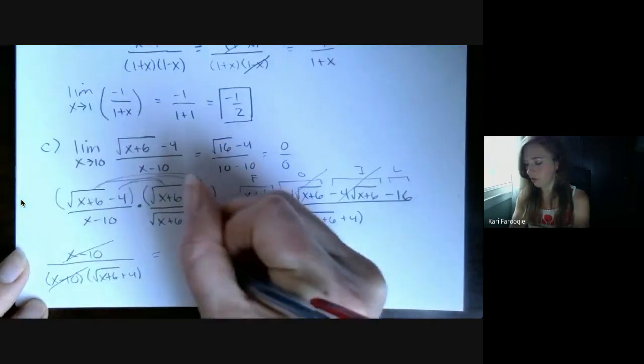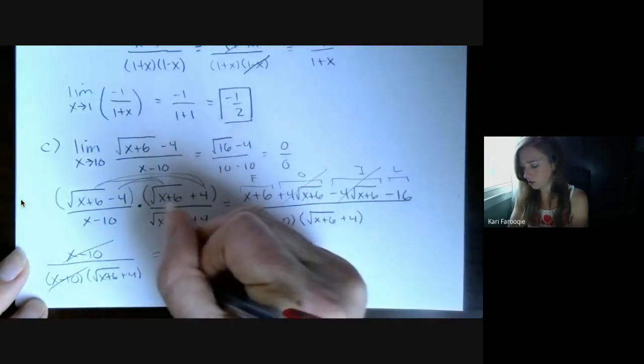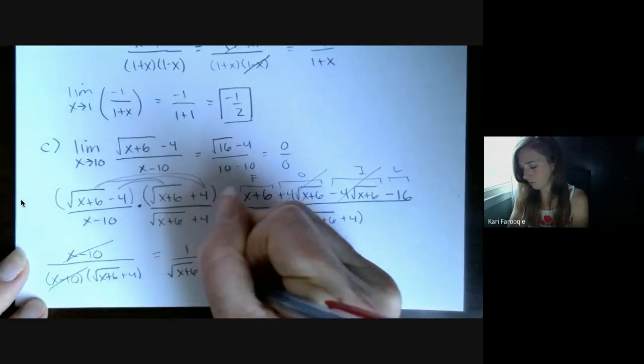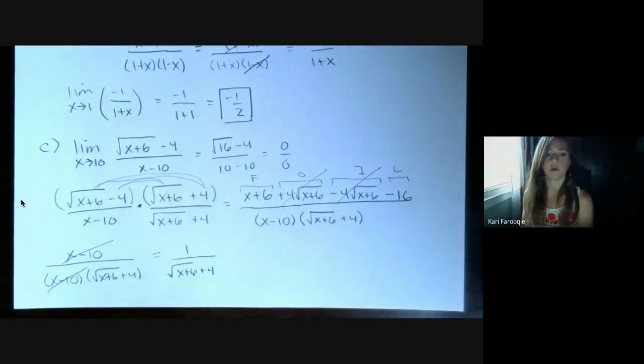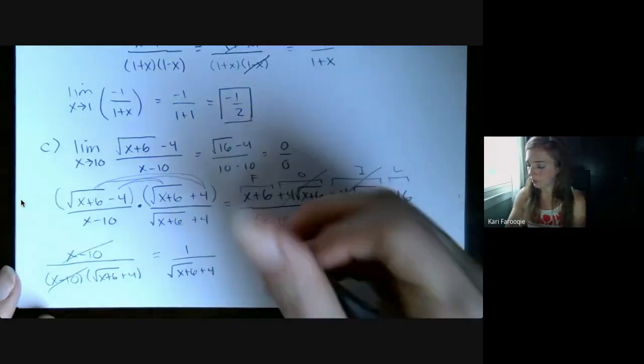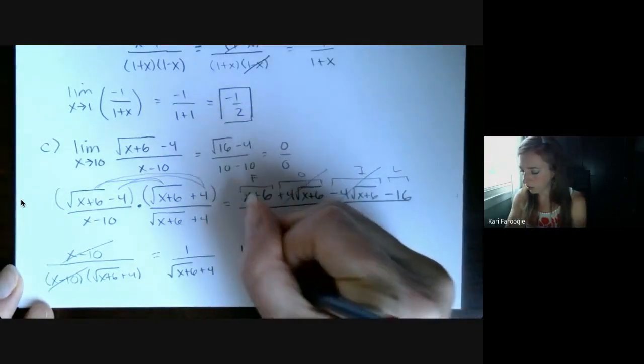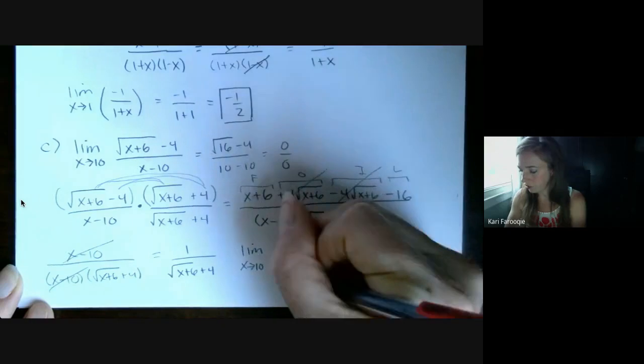Okay, so cancel out those factors, and that leaves you with not 0, but 1 in the numerator. And then in the denominator, you have the square root of x plus 6 plus 4. Now, once you've simplified that expression, you can see that you're no longer going to get an indeterminate form because you have a constant in the numerator. So go ahead and apply your limit one more time to your new expression.